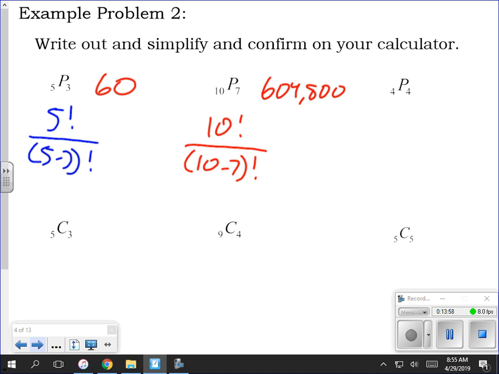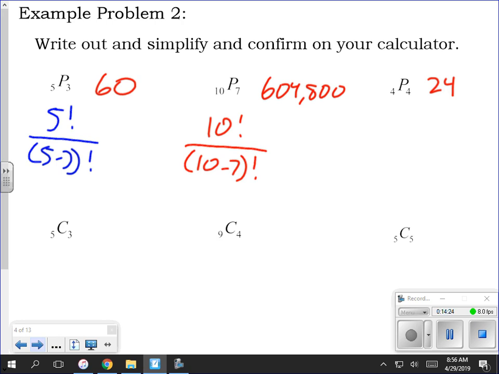And then 4P4, 24 ways. How many different ways can you arrange 24 items? Order matters. So how many 4-letter words do you get? You've got 4 letters. How many different ways can you arrange those 4 letters? There are 24 different ways you can do it.